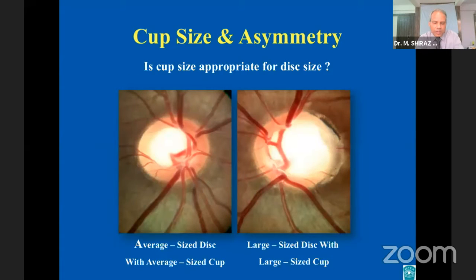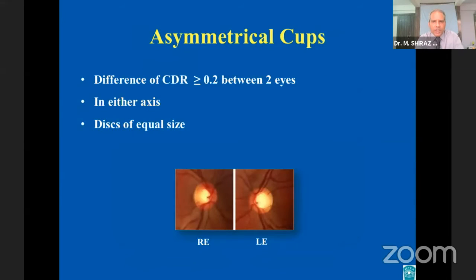The size of the optic cup should be assessed in relation to the size of the optic disc, and one should carefully assess whether the cup size is appropriate for the disc size. If there is a difference of cup disc ratio of more than or equal to 0.2 between the two eyes in either axis, horizontal or vertical, the cups are said to be asymmetrical. But one important criterion needs to be fulfilled before labeling the cups asymmetrical, and that is the optic discs of both the eyes should be of equal size.